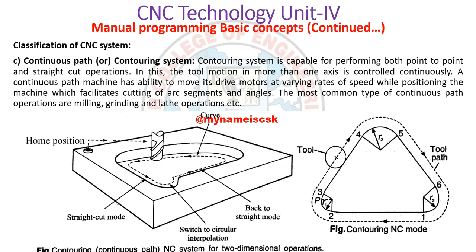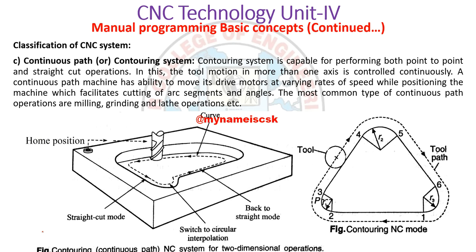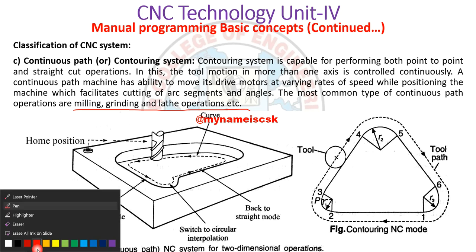Coming to continuous path, if we have any radius it has to travel, instead of going in x and y it has to follow the radius. Then we use this contouring NC mode. It has a combination of straight cut, circular interpolation, and again straight cut. It will move in that fashion. It is a combination of straight cut and circular interpolation. So it is helpful for milling, grinding, and lathe operations.